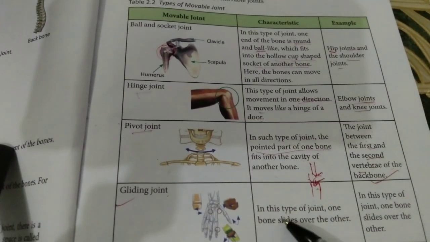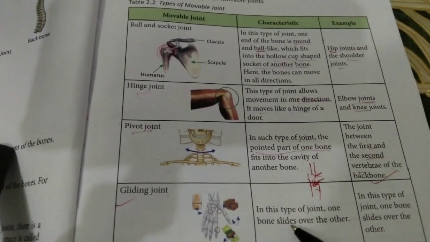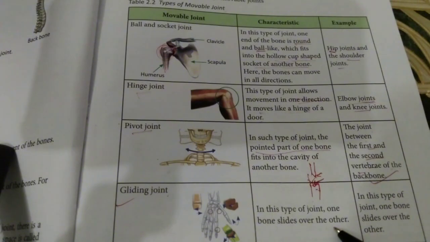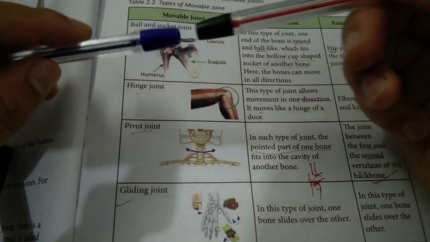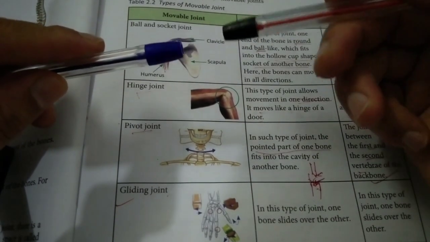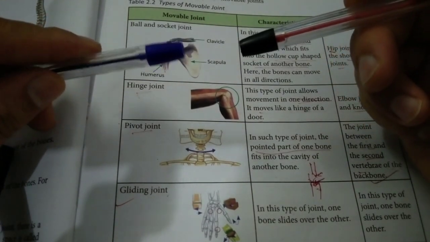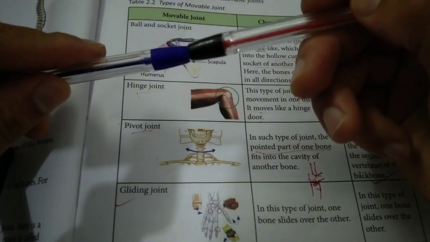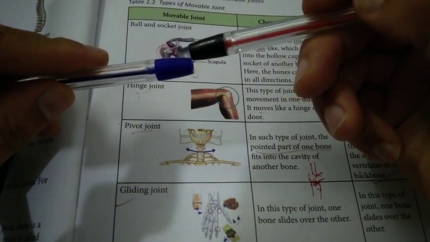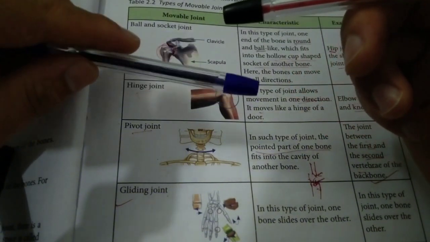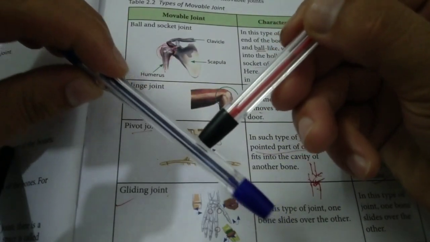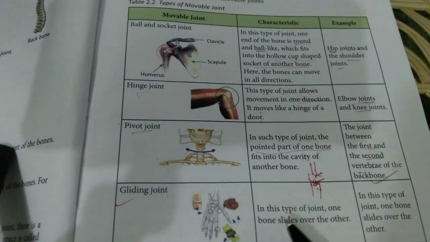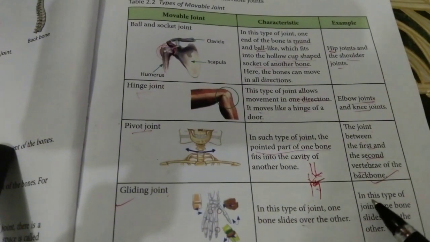The last one is the gliding joint. In this type of joint, one bone slides over the other. One bone slides over another bone, sliding, and this is known as a gliding joint.